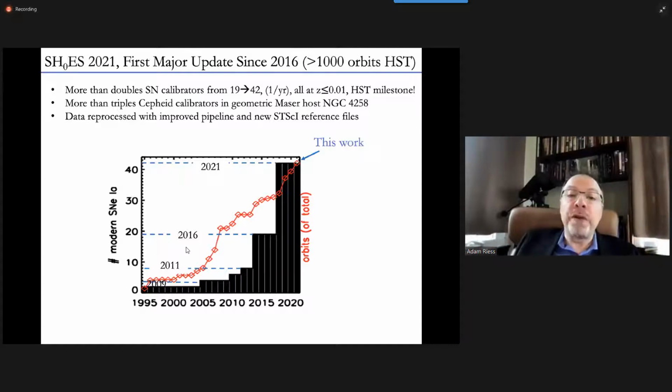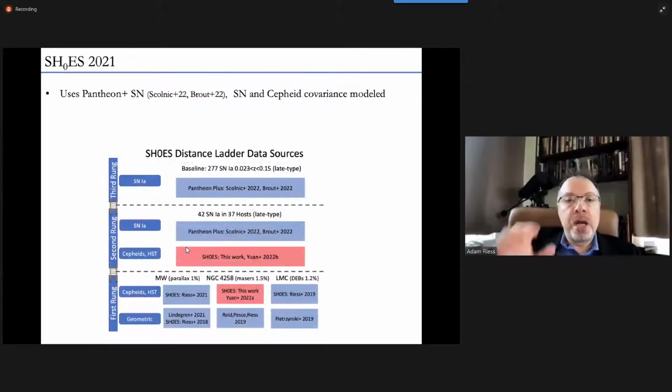At the same time, we are reprocessing all of the data with an improved pipeline and new reference files for the Hubble Space Telescope. A lot of this data has been processed in 6 or 7 years, and some of it as long as 15 years. So this is a very important step. So these are the sources of data that we are using along the distance ladder.